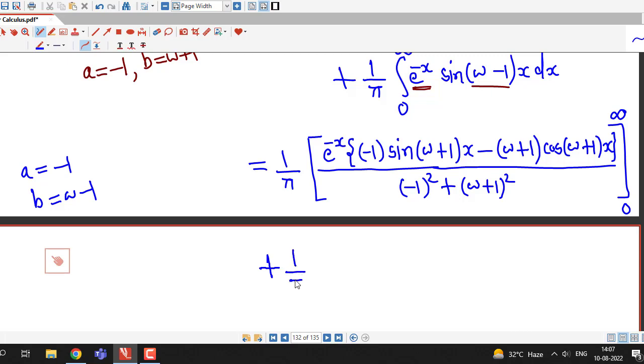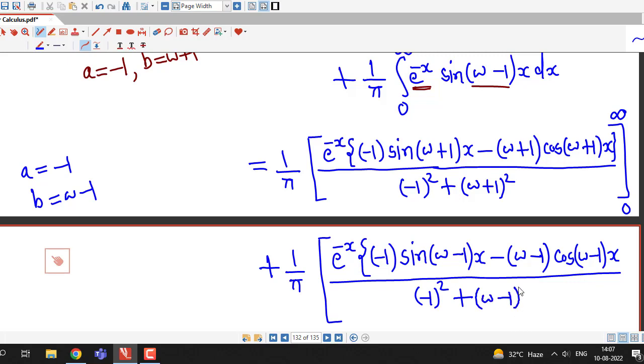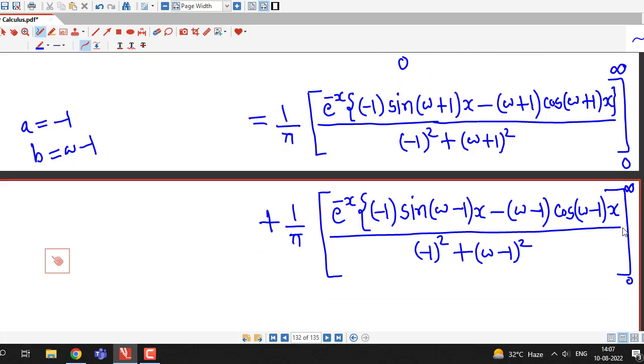Similarly for the second integral, a is minus 1 but b is now omega minus 1, and it is in the addition, plus 1 over pi integral e raised to minus x. Instead of omega plus 1 we have omega minus 1. Every other thing is the same as in this case: omega minus 1 x divided by square of minus 1 plus square of omega minus 1. Here also the limits are from 0 to infinity.